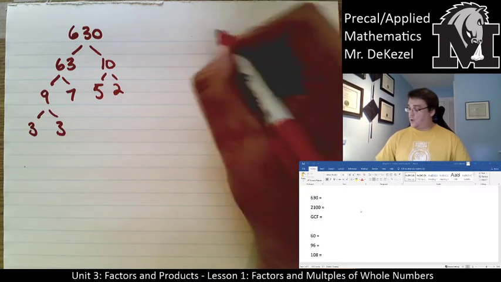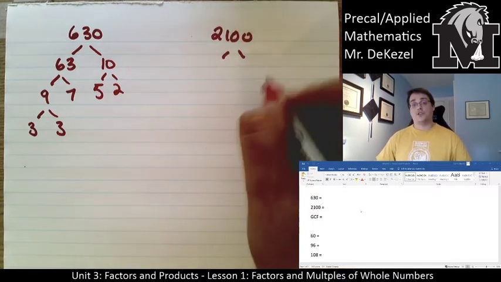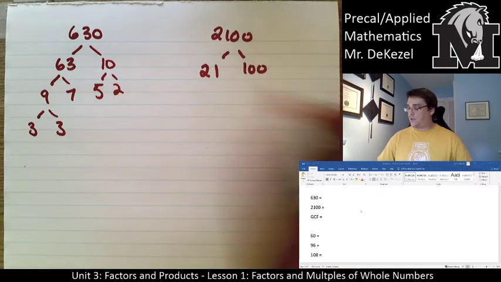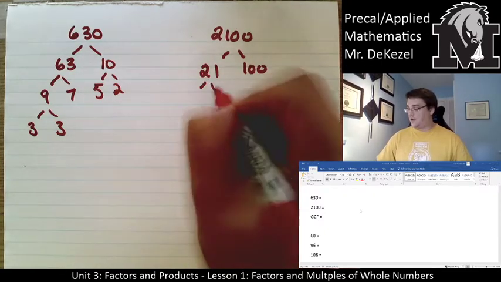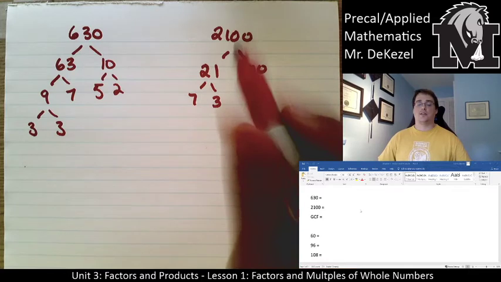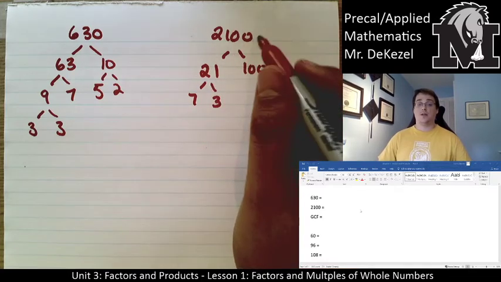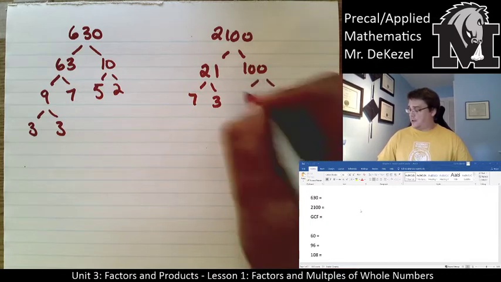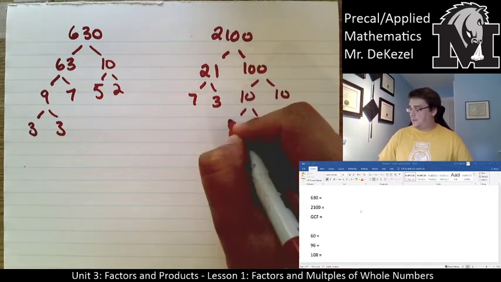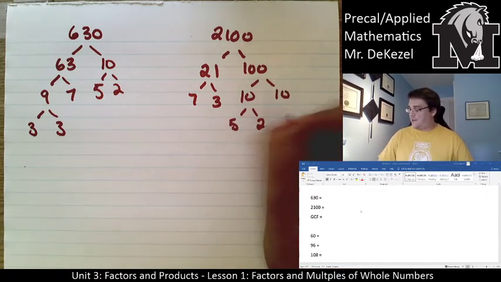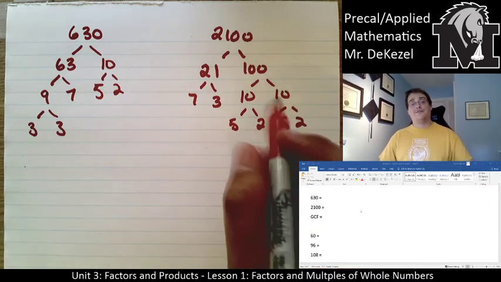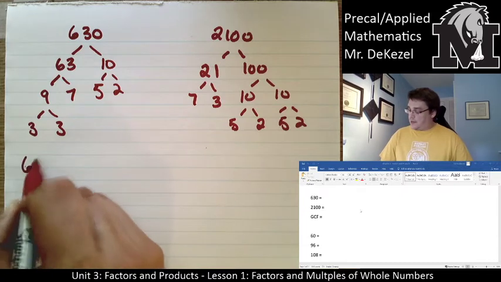Let's see, we can do 2100 as well. So whenever there's two zeros, I take 100 off. So I'm left with 21 and 100. 21 is 7 times 3. Those are the only two numbers that multiply together to get 21, other than 1 and itself, and we never use those. And 100 can be broken into 10 and 10, which we know from previously is 5 and 2 multiplied together. So now we're at a set of prime factors. We can write them out now.